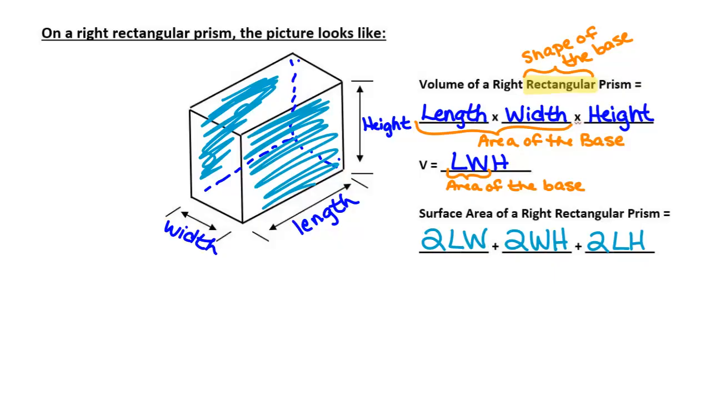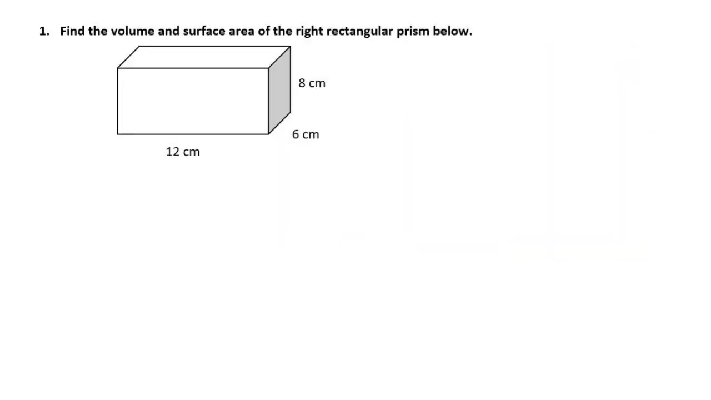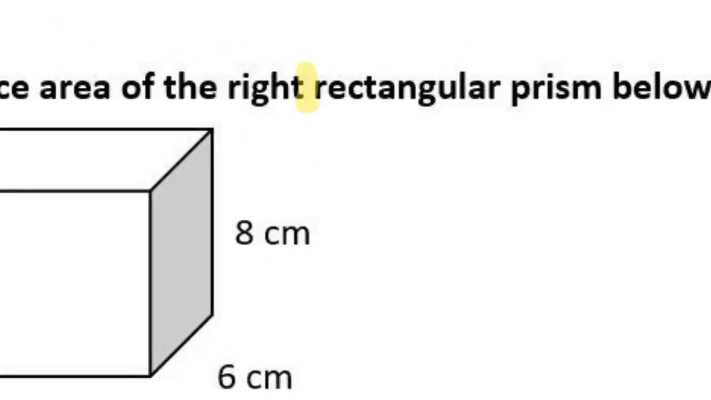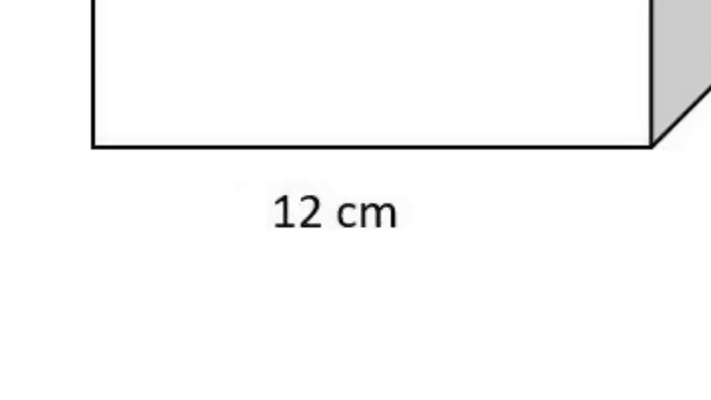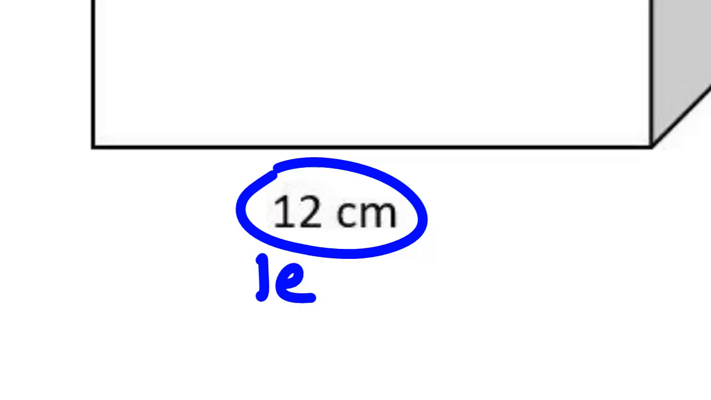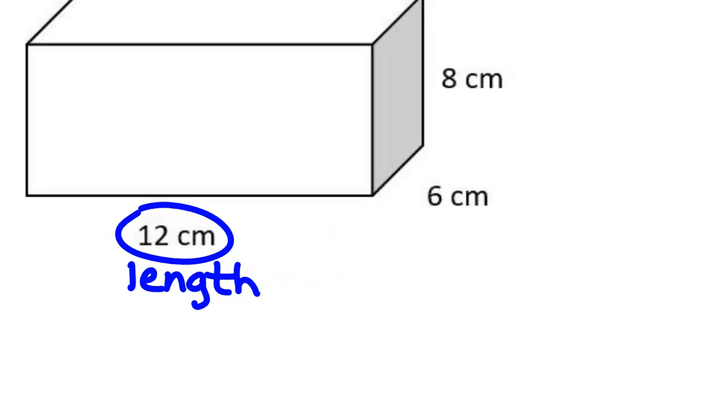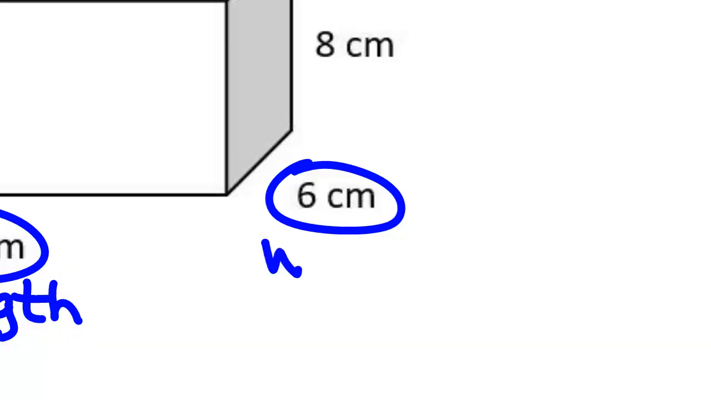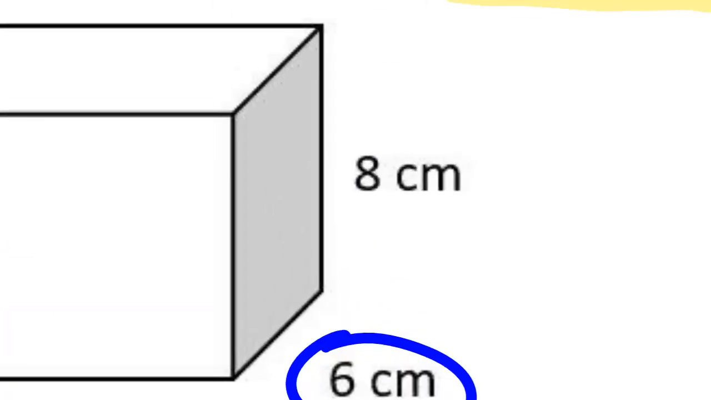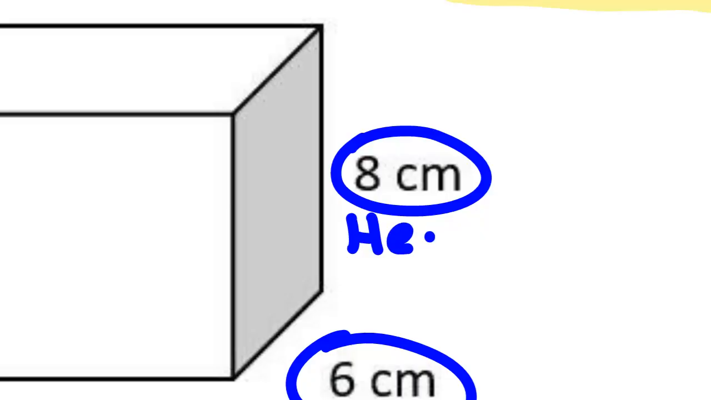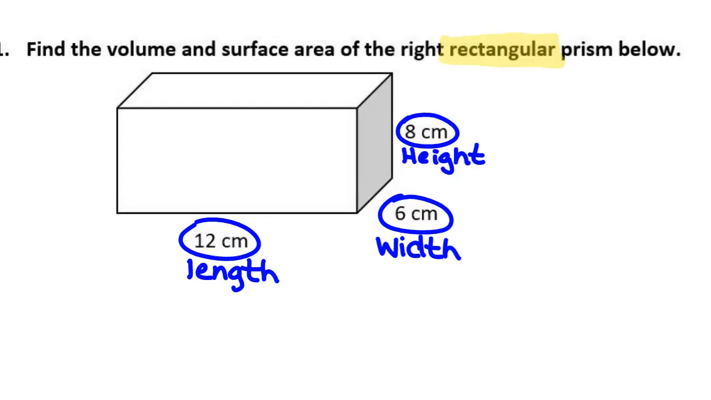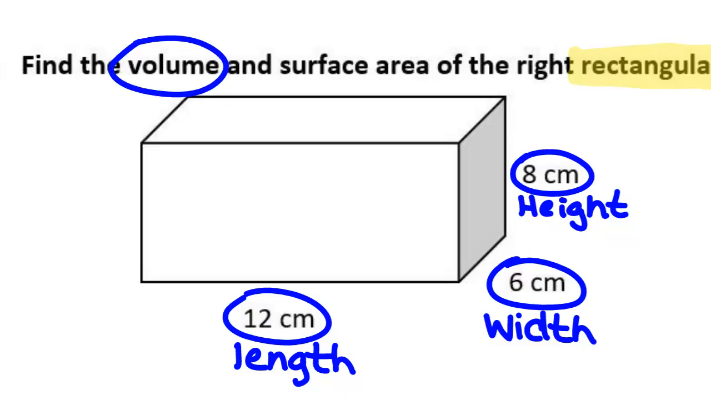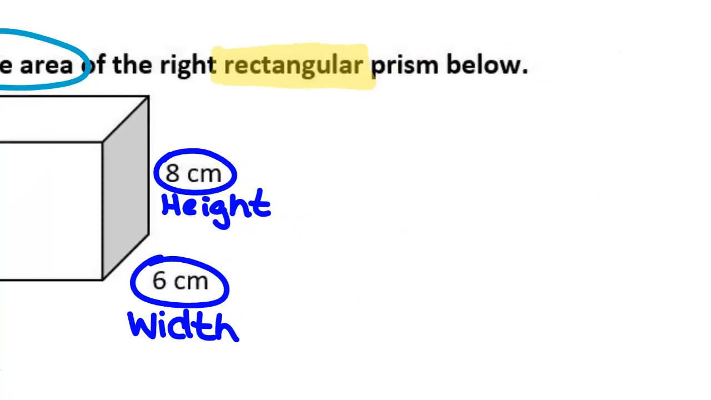So let's look at example number 1. Here we see a right rectangular prism, and they give us the dimensions on here. So I have 12 as my length, 6 as my width, and 8 as my height. And we want to find both the volume and the surface area.